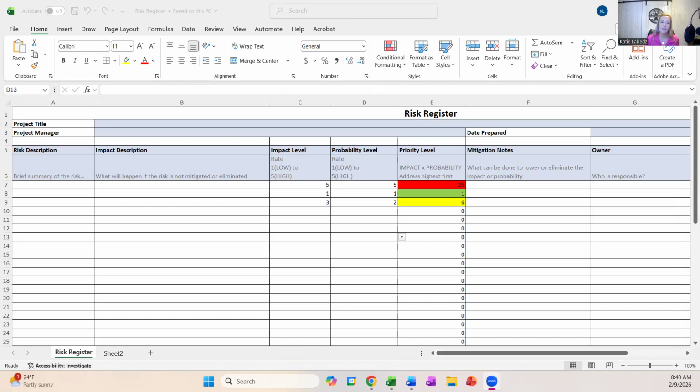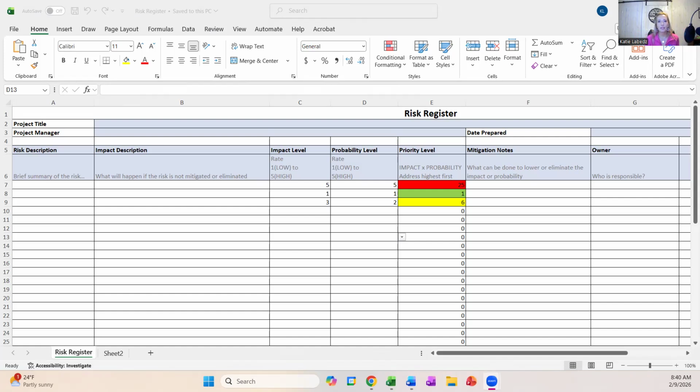Now, the impact level, I like to rate it on a scale of 1 to 5. Impact level 1 is low, which means it doesn't have a significant impact to our project, and 5 is high, it really does have a significant impact to the project. Probability level is a rating of 1 to 5. 1 is low, 5 is high. How likely is it for this risk to come to fruition? So how likely is this to occur? 1 is low and 5 is high.